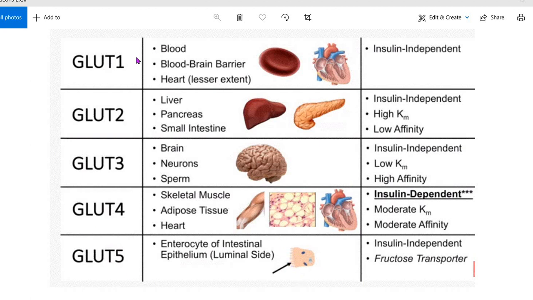And GLUT5, just like GLUT1 to GLUT3, is also insulin independent. And the unique thing about GLUT5 is that GLUT5 are actually fructose transporters. They are used to transport fructose into the enterocyte cells of the intestine and also the epithelial cells.